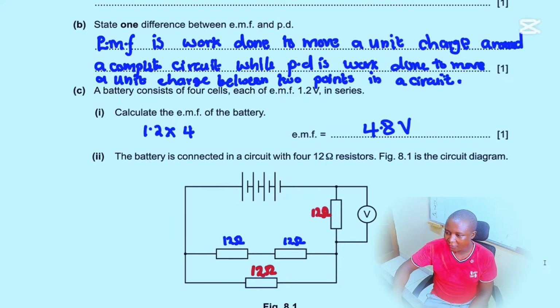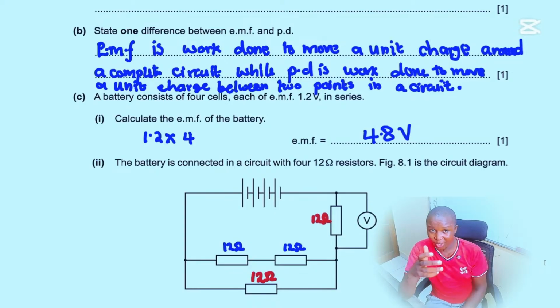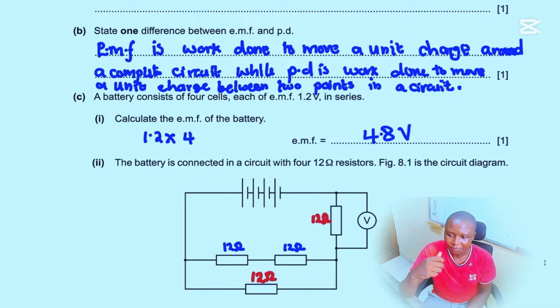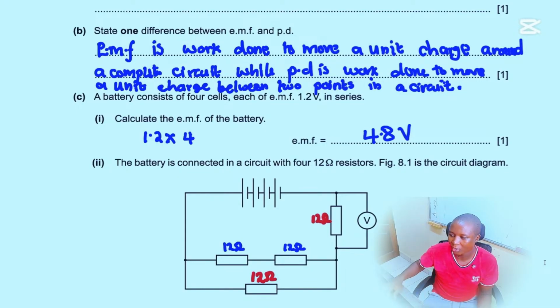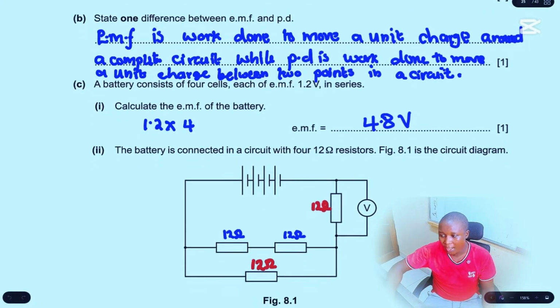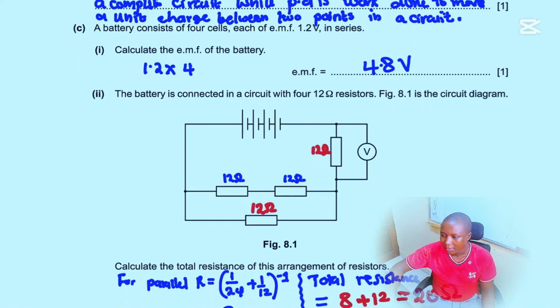A battery consists of 4 cells. If the cells are connected in series, the total EMF is the EMF of one cell times the number of cells that you have. In this case, it will be 1.2 times 4, and that translates to 4.8 volts.